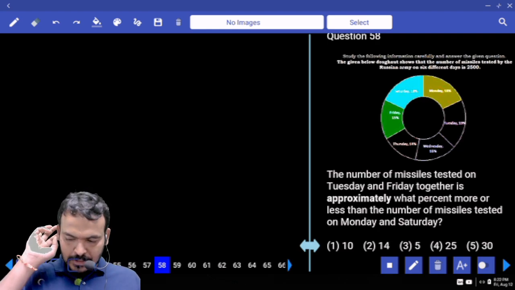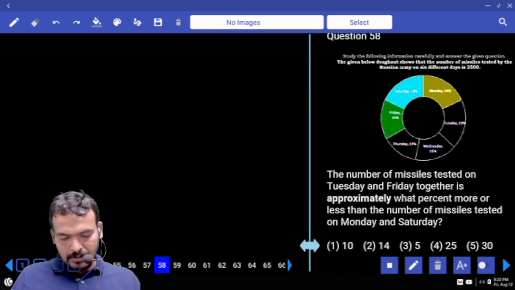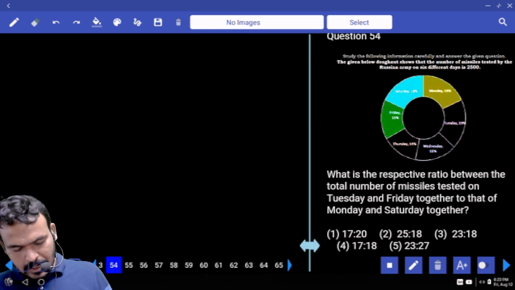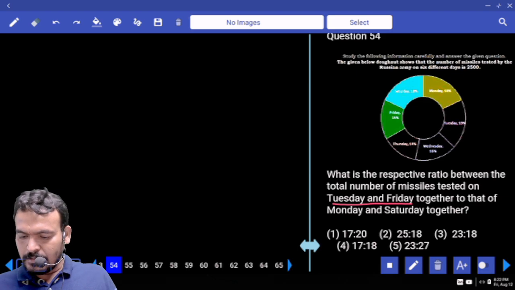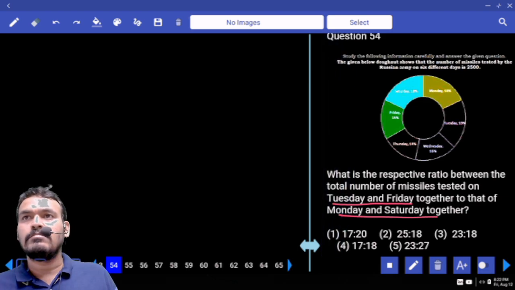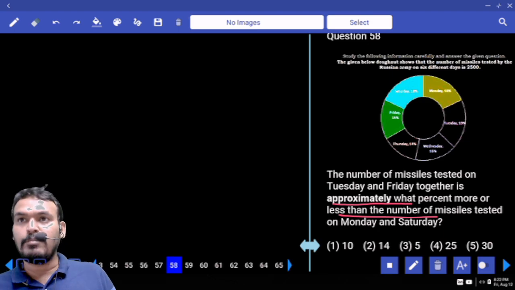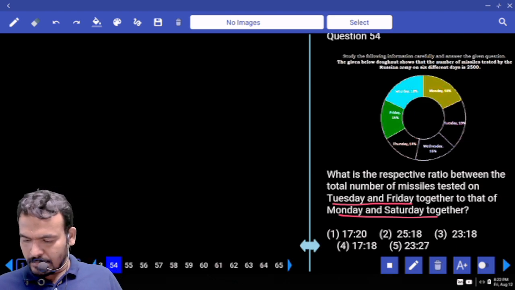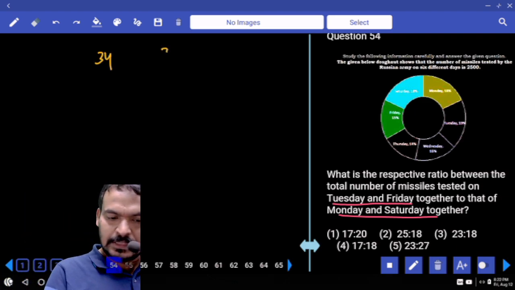the number of missiles tested on Monday and Saturday, or not? In the 54th question, Tuesday and Friday, Monday and Saturday, or not? In this question also, same or different? Same, or not? In that case, which values are we getting? 34, 36, or not? 34, 36.